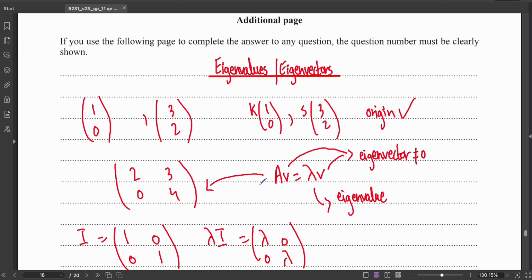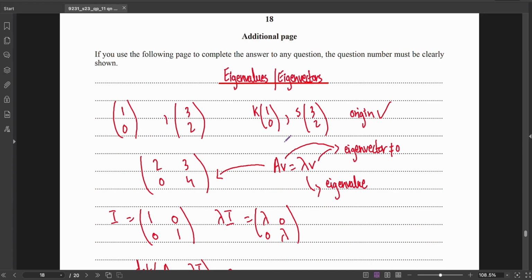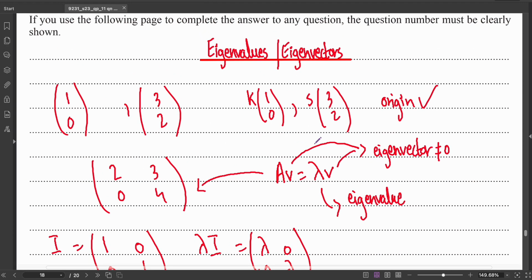These are very, very useful, very, very common, and maybe in the next video we'll talk about the characteristic polynomials and how eigenvalues and eigenvectors can help you diagonalize a matrix.